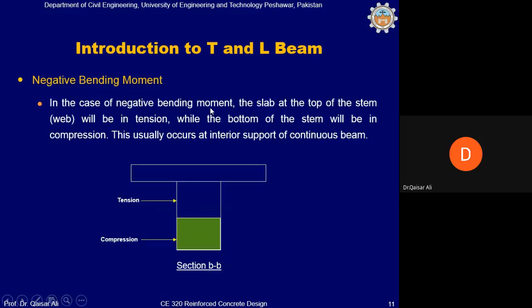In the case of negative bending moment, the slab at the top of the stem or web will be in tension. The slab part will be in tension, while the bottom of the stem will be in compression. This usually occurs at the interior support of a continuous beam.